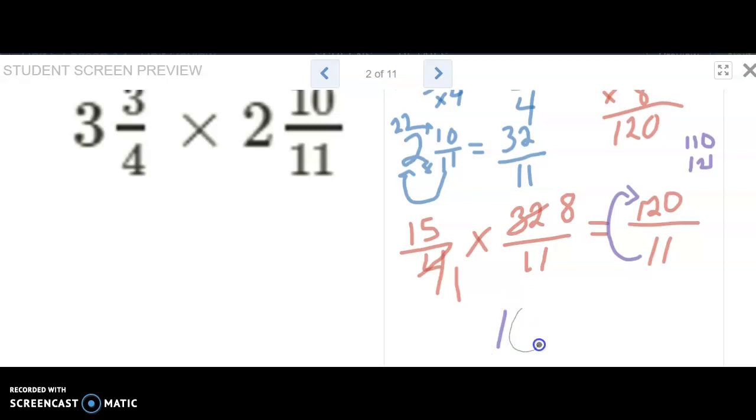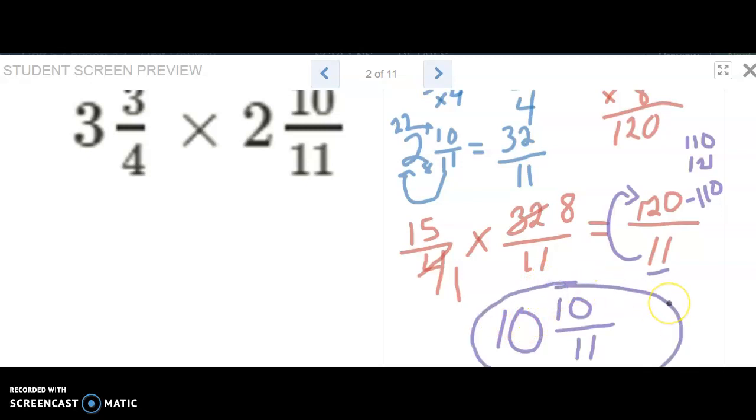So I'm going to go 10 whole, and then I have to subtract 110 from 120. 120, take away 110, leaves me with 10. And my denominator is going to stay 11. And I'm going to double check, yep, 10 over 11 is in simplest form, so my answer is 10 and 10 over 11.